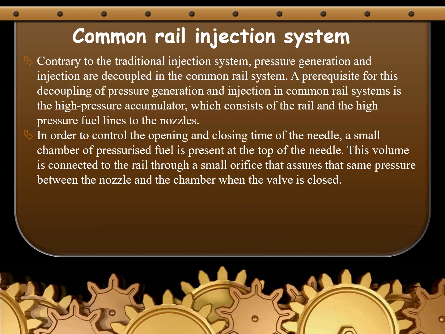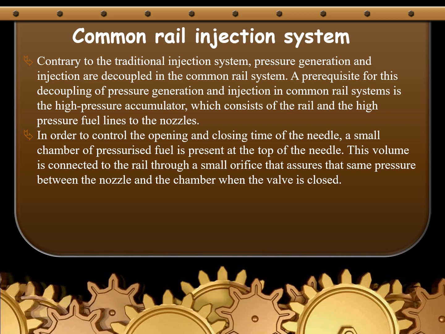The common rail injection system, compared to the traditional injection system. In the common rail system, the pressure generation and injection are decoupled. The prerequisite for the decoupling of pressure generation and injection in the common rail system is a high pressure accumulator, which consists of the rail and pressure fuel lines.